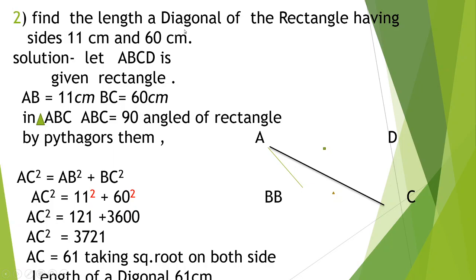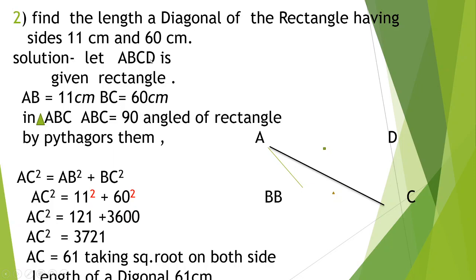Find the length of diagonal of the rectangle having sides 11 cm and 60 cm. In this question, diagram is not given. So, we have to draw the figure first.